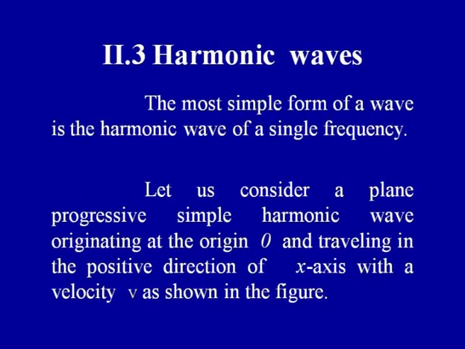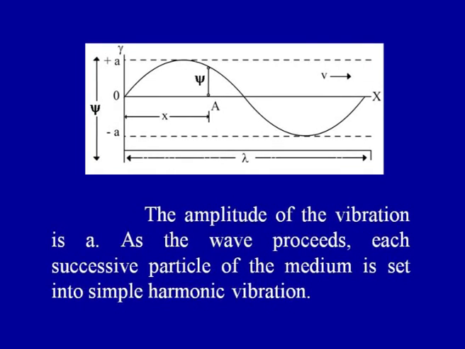Now, the most simple form of a wave is a harmonic wave of a single frequency. We can call it even a monochromatic harmonic wave. Let us consider a plane progressive simple harmonic wave originating at the origin O and travelling in the positive direction of the x axis with a velocity v as shown in the figure. This figure shows the variation of psi as a function of x at any instant of time t. The amplitude of the vibration is A.